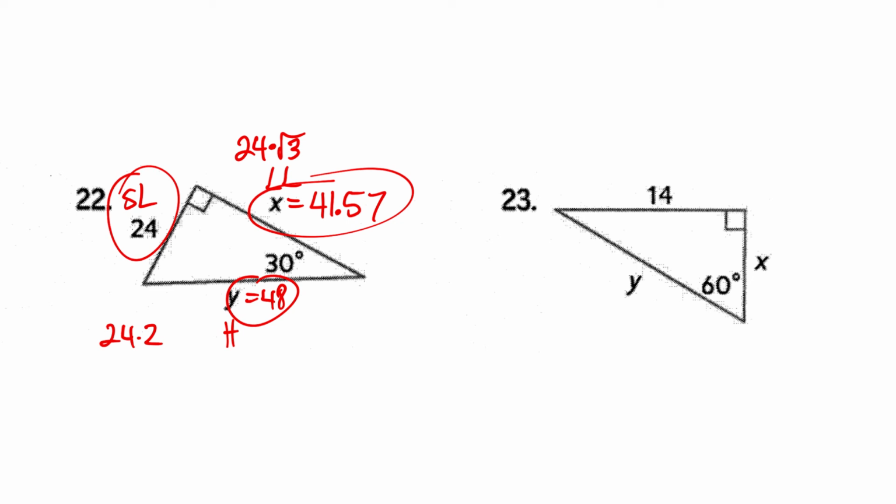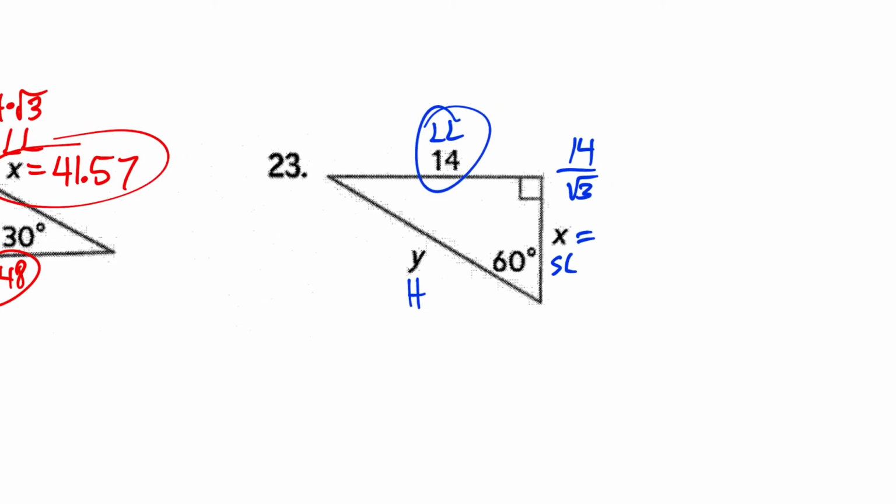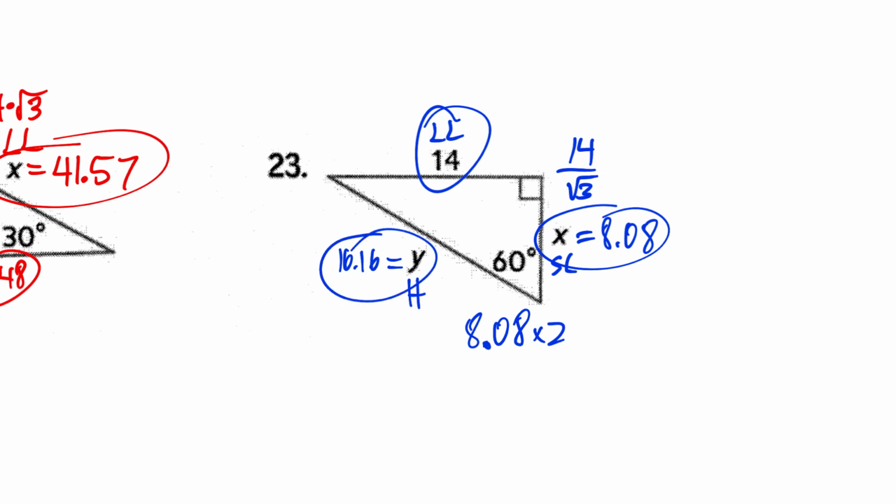And then on this last one, we have H, L, S. So this time I know the long leg. So I'm going to divide by the square root of 3. 14 divided by the square root of 3 is what? 8.08. And then short leg, 8.08 times 2 gives me the hypotenuse, which is 16.16.